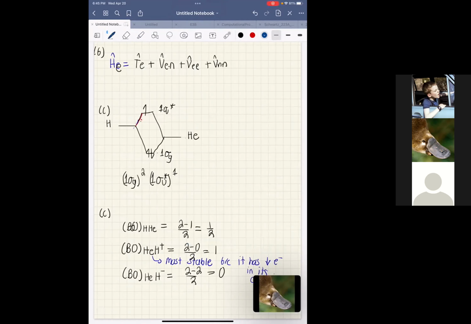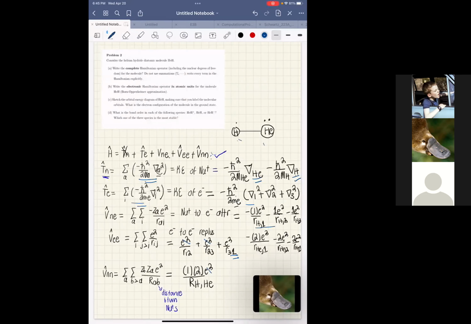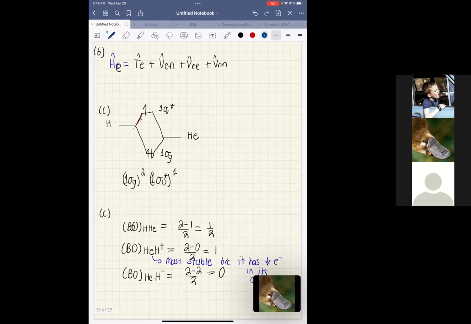Okay. For part C, it is asking for the electronic orbital diagram for HeH that you labeled the molecular orbitals. Okay, so basically what they want you to do is make the molecular orbital. You took inorganic chemistry, right? I didn't, but I think I can understand.